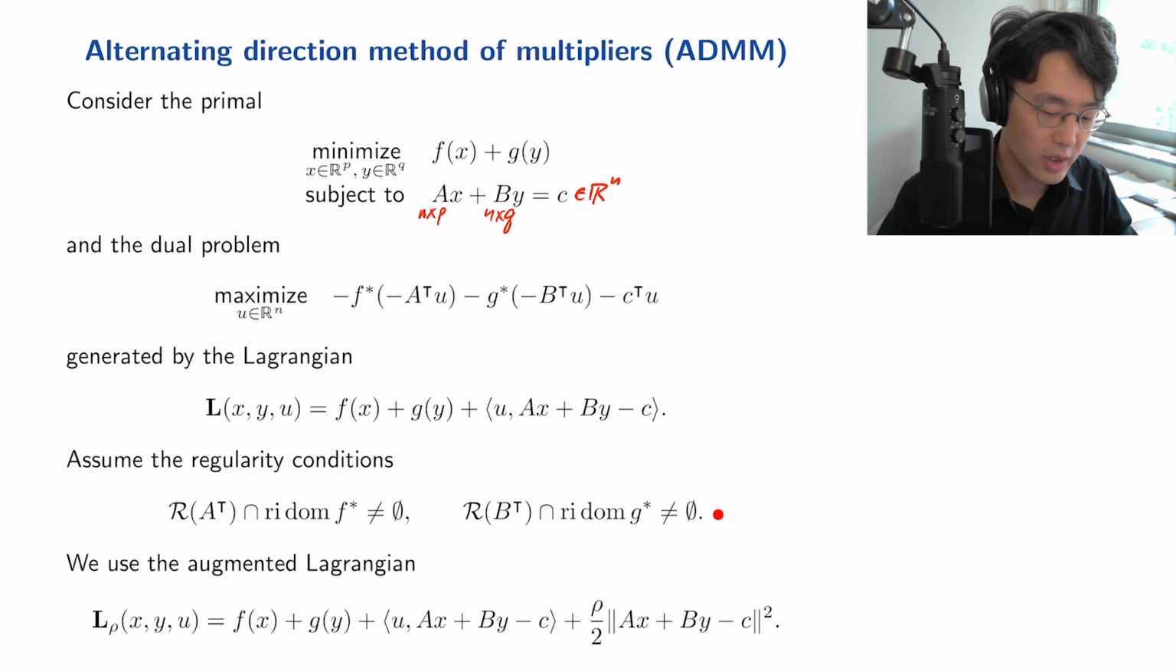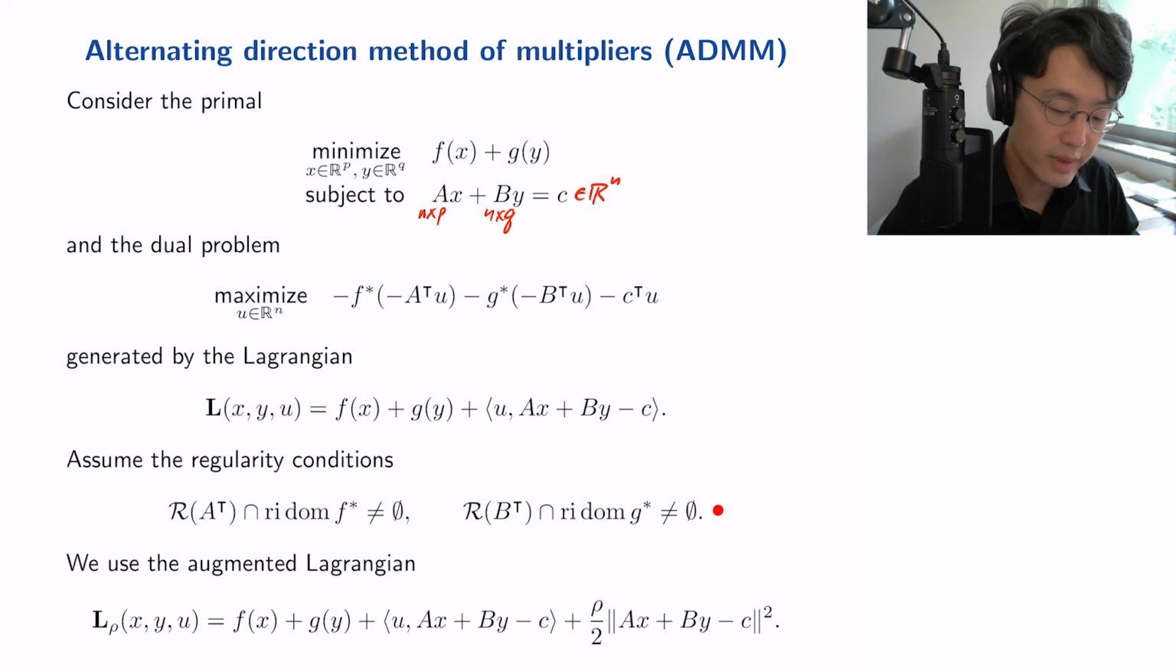We assume these regularity conditions. We will discuss these regularity conditions further soon, but one immediate consequence of these regularity conditions is that the IPC of f by a and the IPC of g by b become CCP functions as a consequence of these regularity conditions. Finally, when we describe the algorithm, we will be using this augmented Lagrangian.